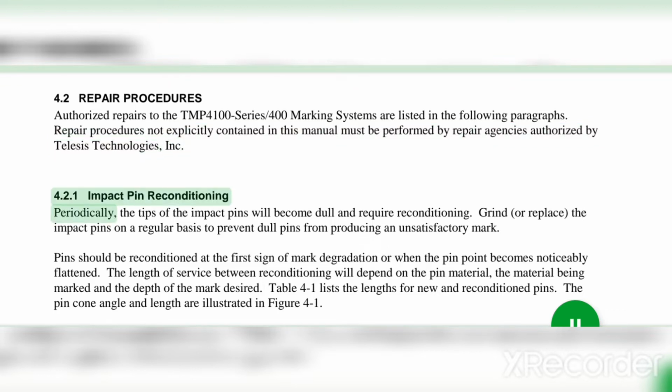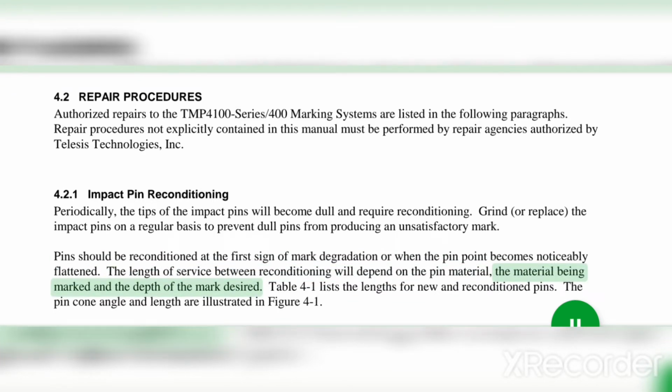4.2.1 Impact pin reconditioning. Periodically, the tips of the impact pins will become dull and require reconditioning. Grind or replace the impact pins on a regular basis to prevent dull pins from producing an unsatisfactory mark. Pins should be reconditioned at the first sign of mark degradation or when the pin point becomes noticeably flattened. The length of service between reconditioning will depend on the pin material, the material being marked and the depth of the mark desired. Table 4 to 1 lists the lengths for new and reconditioned pins.